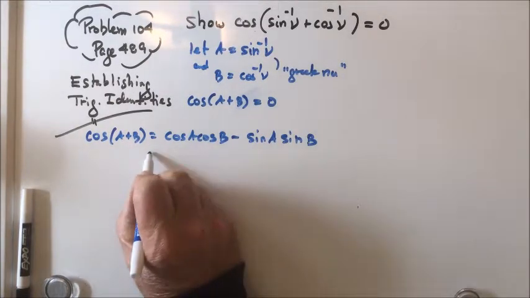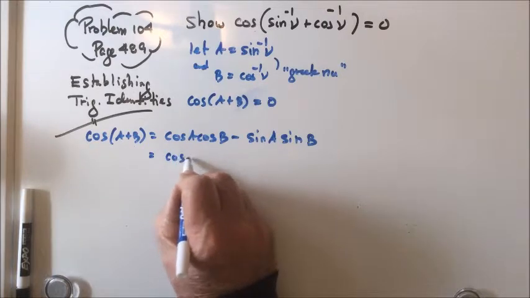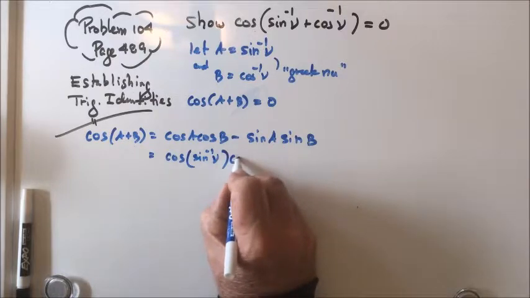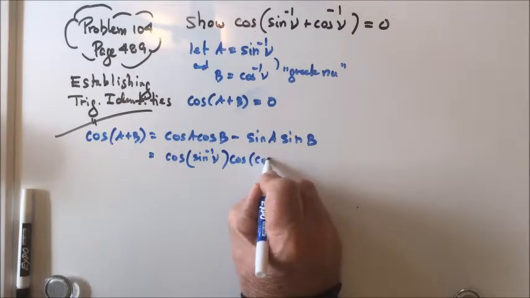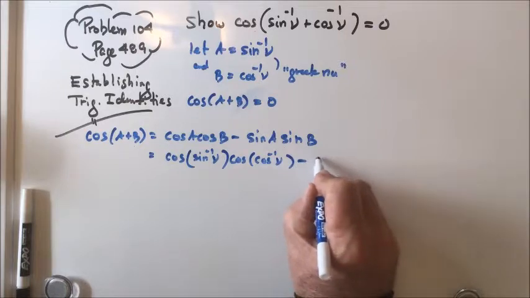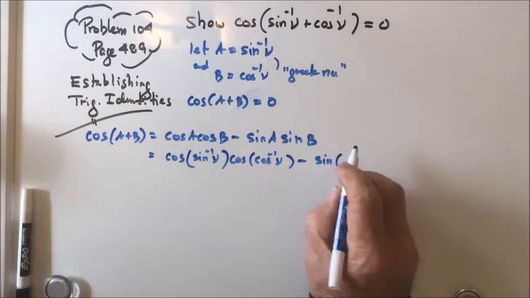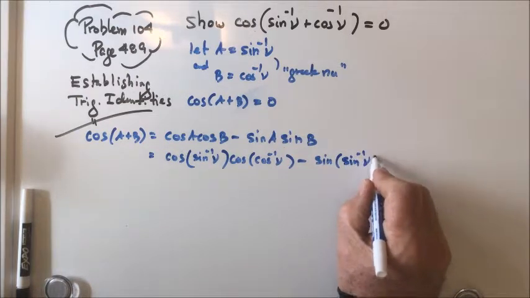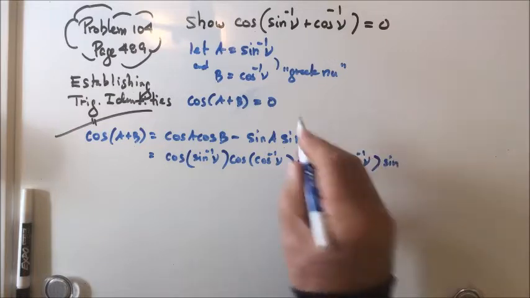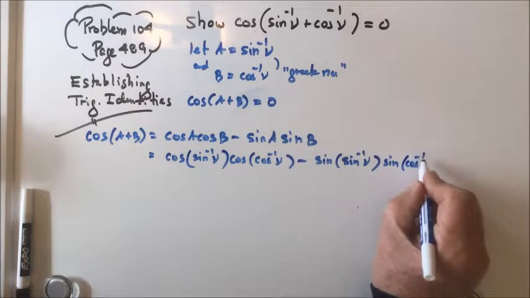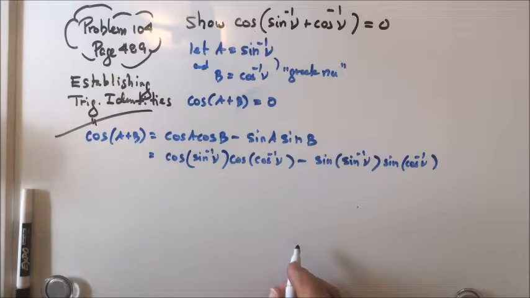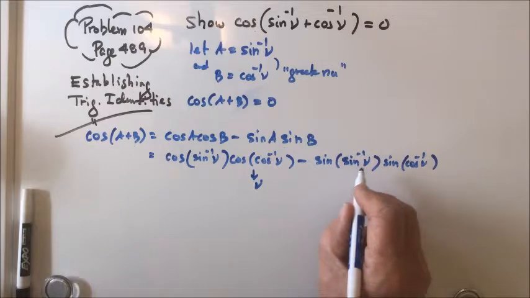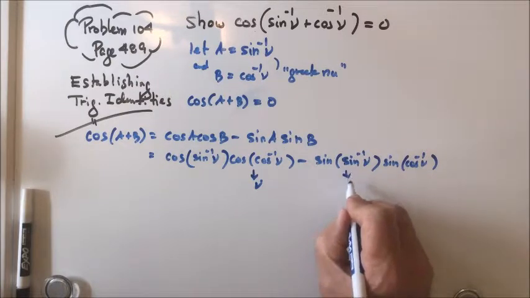But let me go expand it back out and get cosine of the arc sine of nu times cosine of the arc cosine of nu, minus the sine of, what is A? A is the arc sine. And sine of B, what is B? It's the arc cosine of nu. Okay, so a couple of these are fairly easy to do, right? Here, the cosine of the arc cosine is going to give you back nu. Sine of the arc sine is going to give you back nu.